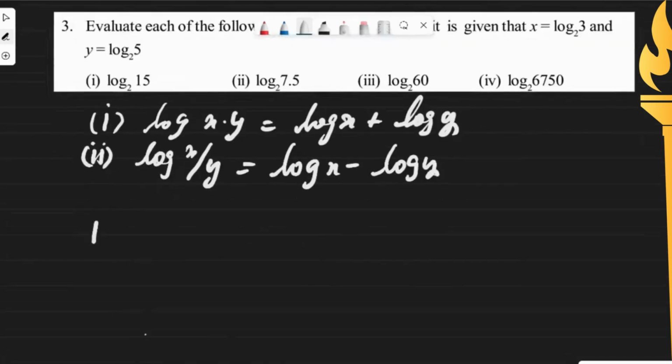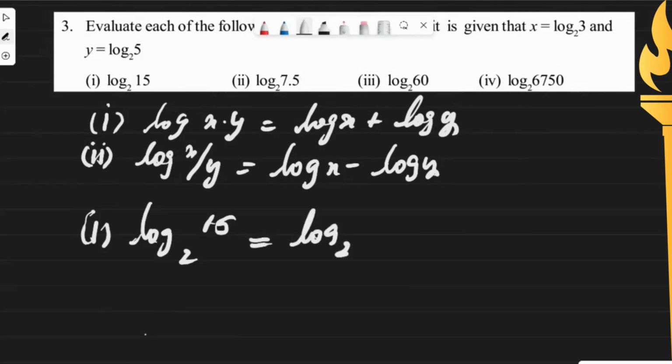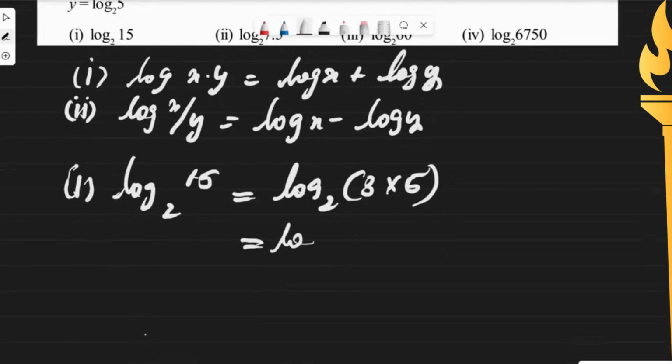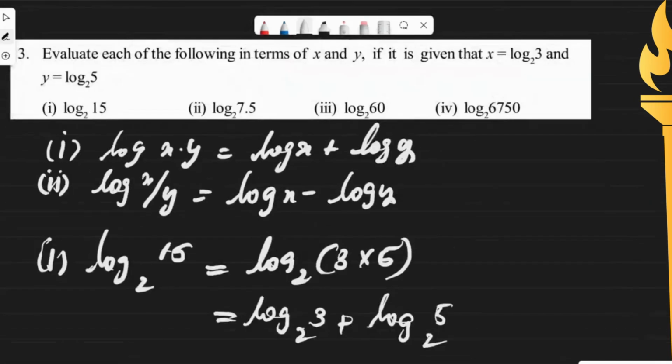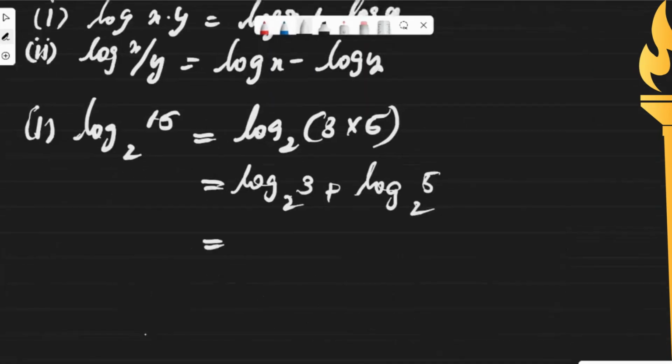So first one we have here log 15 base 2. This 15 can be written as 3 into 5, and log of x into y is log x plus log y, so this will be log 3 base 2 plus log 5 base 2. But log 3 base 2 is given that it is actually equal to x, and log 5 base 2 is y. So this will be x plus y.